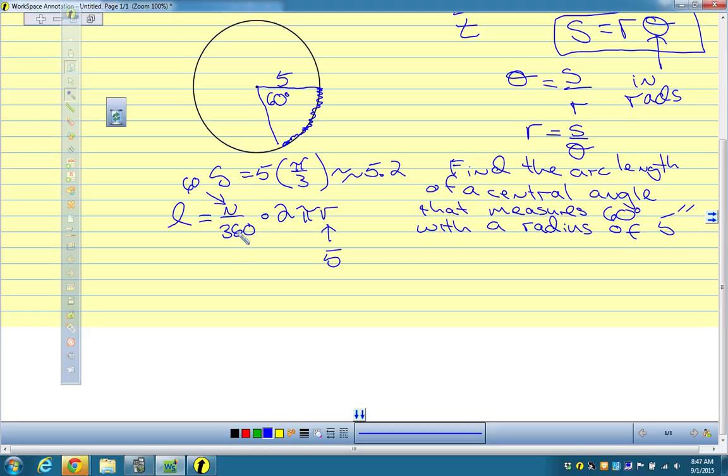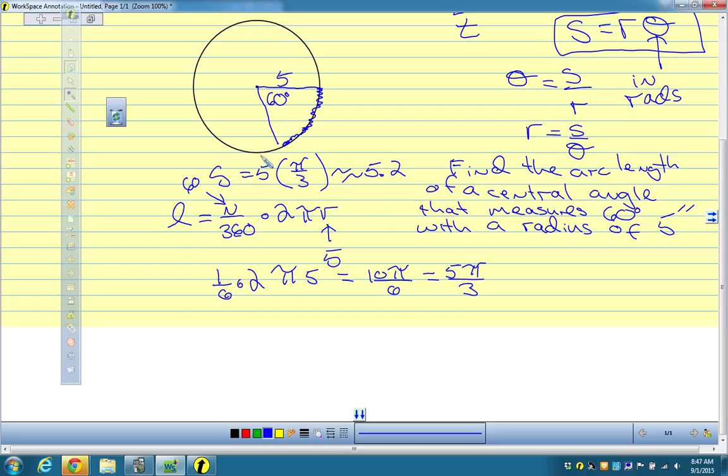Like 60 over 360 is the same as 1/6 times 2 times pi times 5, right? Because 60 over 360 is 1/6, and that would give you 10 pi over 6, which is equal to 5 pi over 3, which is exactly the same. See? 5 pi over 3, 5 pi over 3. You remember that formula? No one remembers that formula from geometry? N over 360 times 2 pi r? Yes, you do. Come on.